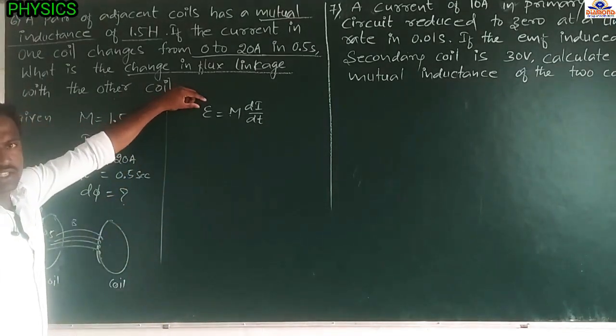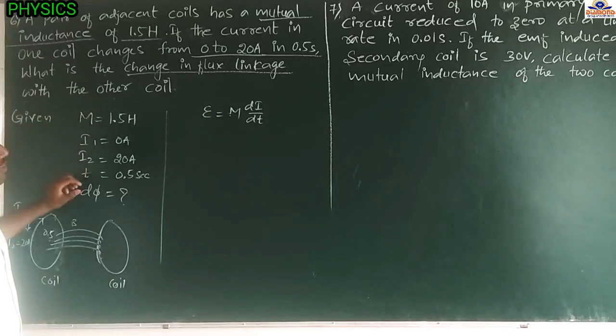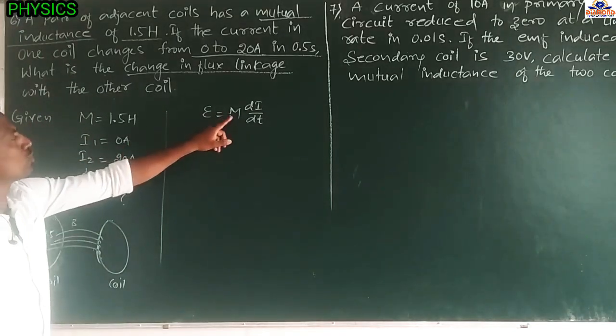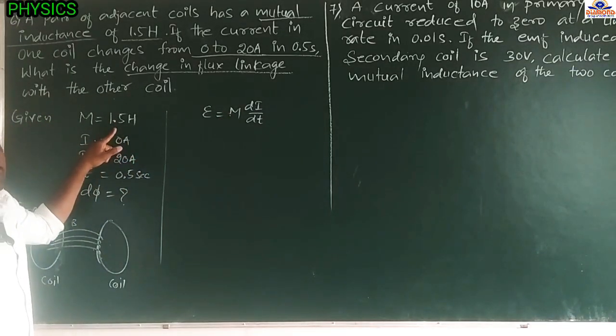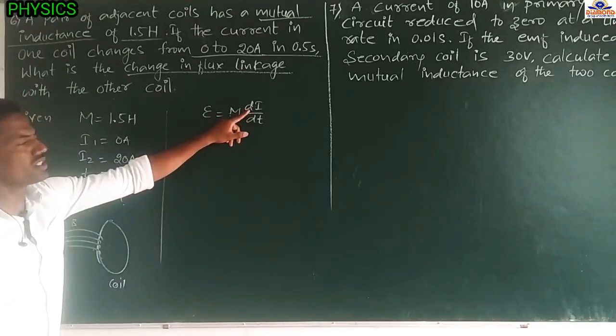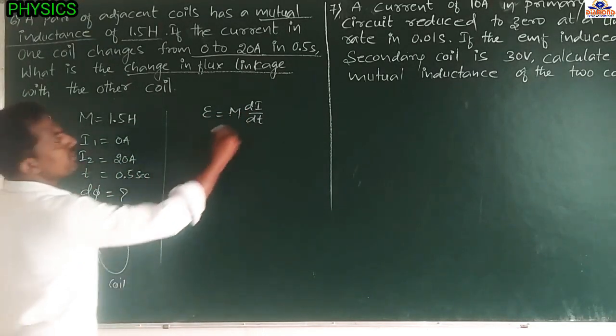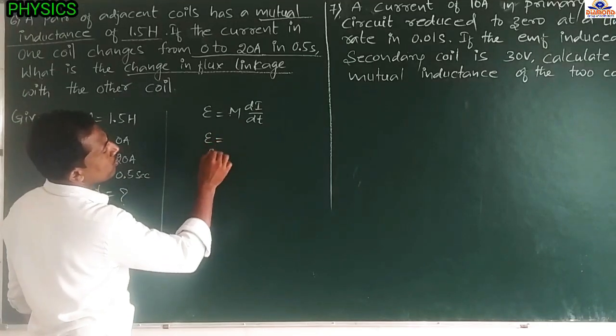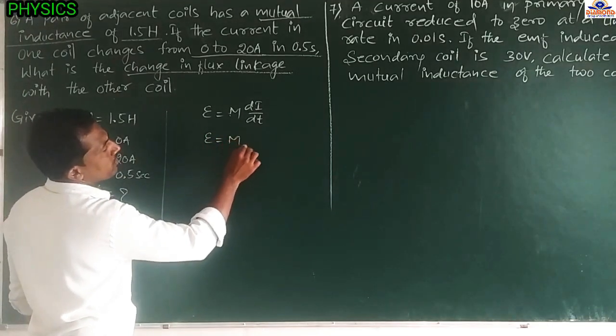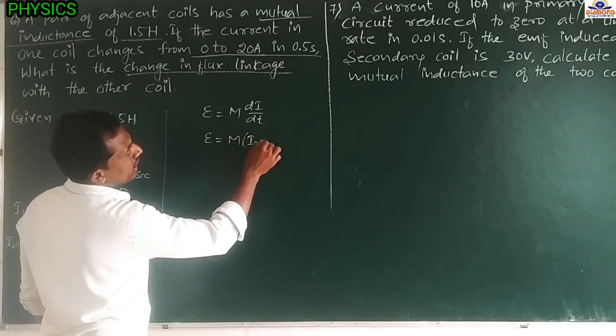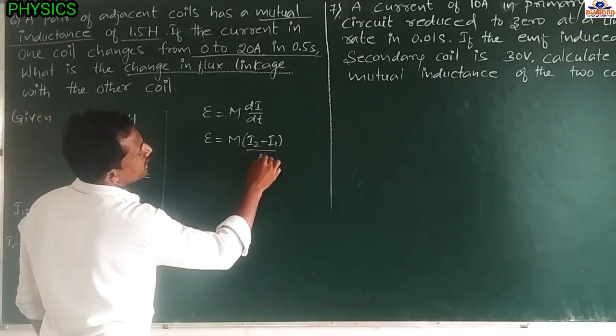What is the induced EMF? What is the value of induced EMF? Not given. M, mutual inductance value, is given, 1.5. dI, what is dI? Change in current. Change in current means we will simplify this. We are writing E equals M dI, in place of this one I2 minus I1 by T.